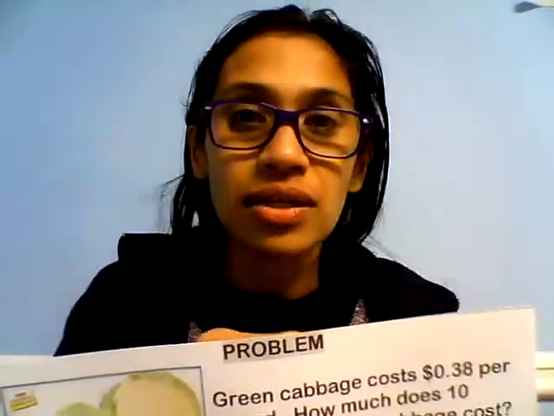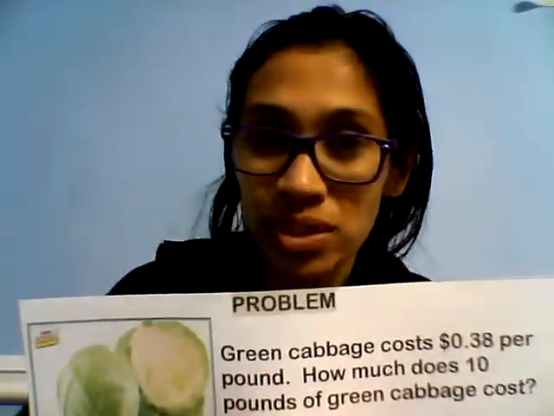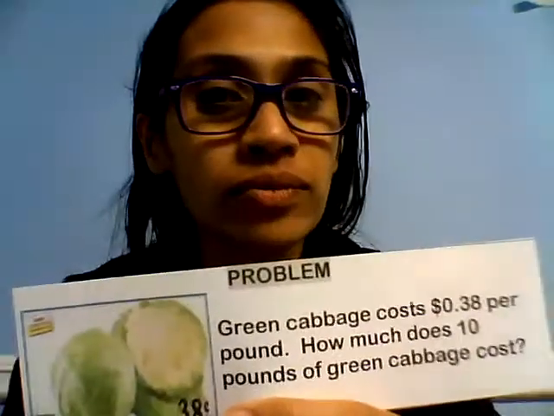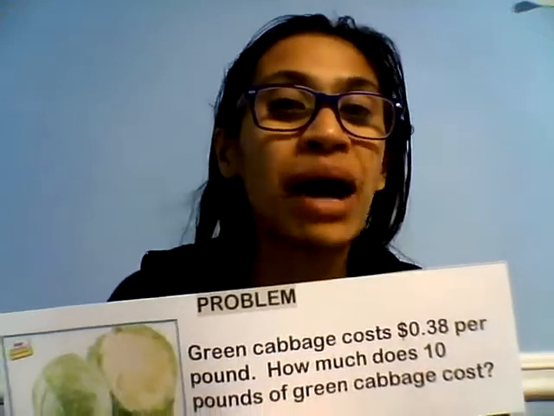Now there's lots of ways you can figure that out, okay? You can do 38 cents, 38 cents, 38 cents. Write it how many times? 10 times. So you can write that 10 times and add that up together, or you can multiply that 38 cents by 10.